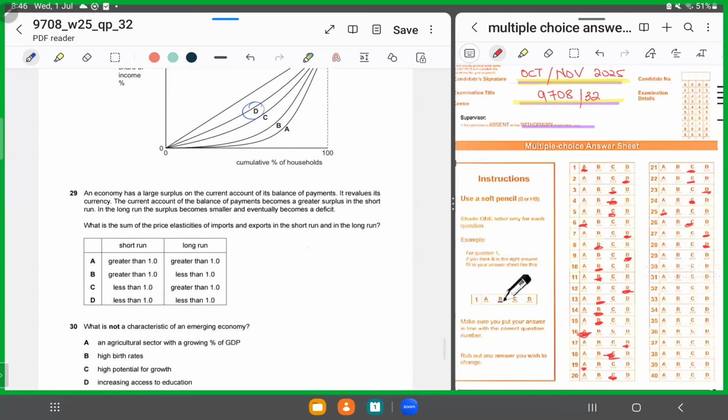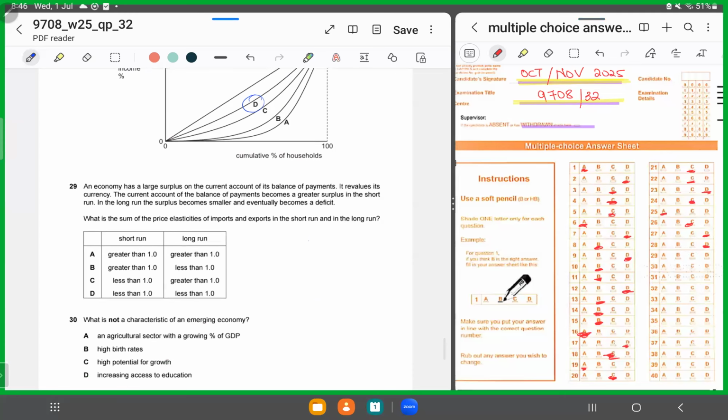Moving forward, MCQ number 29. MCQ number 29 says an economy has a large surplus on its BOP, so it revalues. That means the currency appreciates, it gets stronger. But what happens? The current account in its BOP becomes a greater surplus in the short run. In the short run, the surplus gets even more. In the long run, it gets into a deficit.